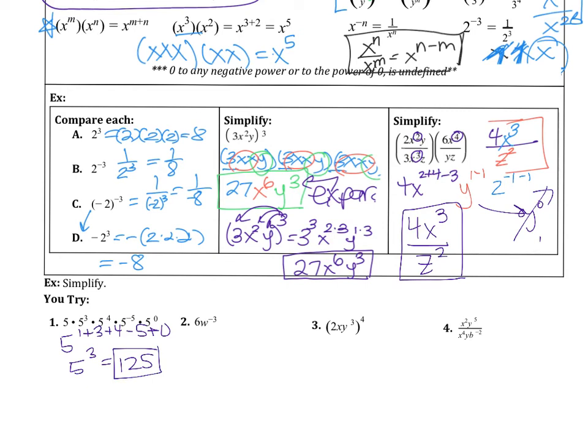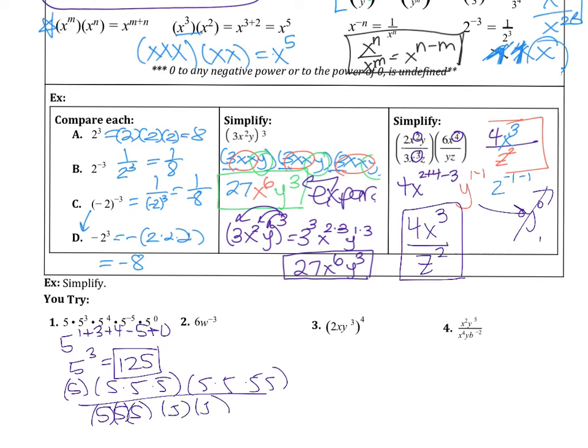If you wanted to do this using expanding, I have 5 times 5 to the third times 5 to the fourth. 5 to the negative fifth means that I have 1, 2, 3, 4, 5 in the denominator, and 5 to the 0 is just 1. And then I could simplify. I can simplify however many 5s I have an equal number of in the numerator and the denominator. That's going to leave me with just 3 5s left over, which is going to be 125. So don't forget, when in doubt, expand it out.